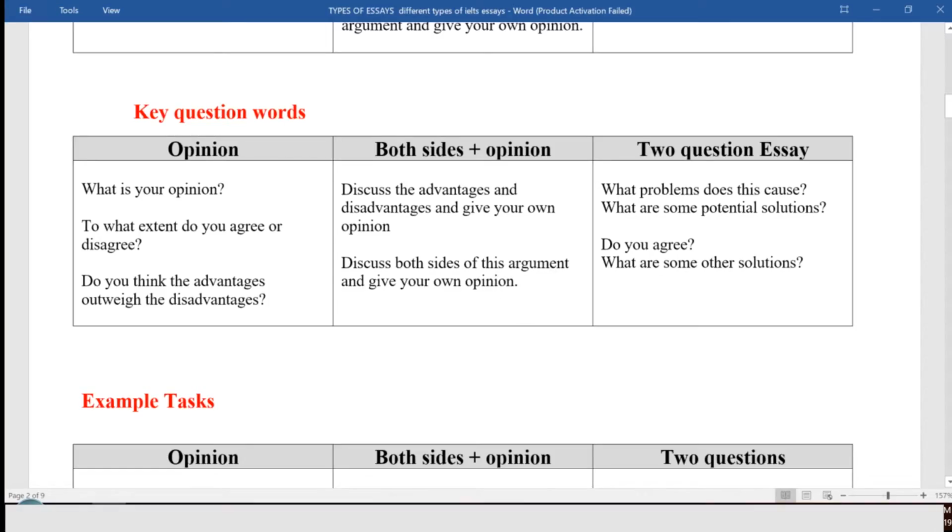The next question type, the next example of a question: discuss both sides of this argument and give your own opinion. So using this sample topic, the two sides could be whether learning from a teacher is more effective or learning from a computer is more effective. And then what's your own opinion? Which side do you support more strongly? What's your opinion regarding this?